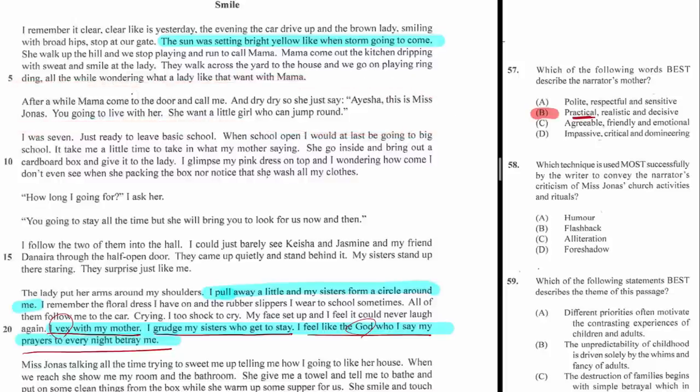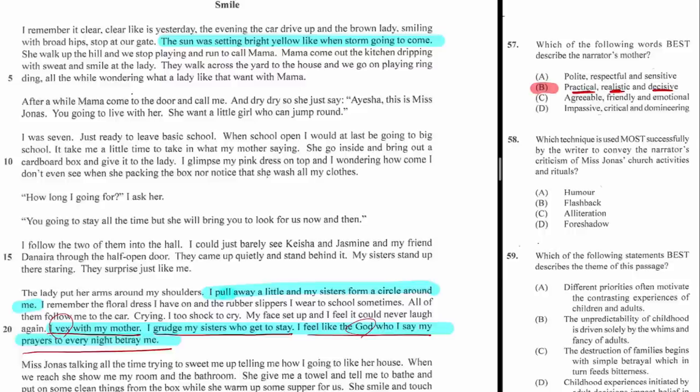Practical. Realistic. She's decisive because she makes up her mind that her daughter is going and she doesn't falter, she doesn't seem to think twice about it. The mother just drops the news very decisively. Aisha, this is Miss Jonas. You're going to live with her. That's it. We're not seeing where the mother is polite, respectful, and sensitive.